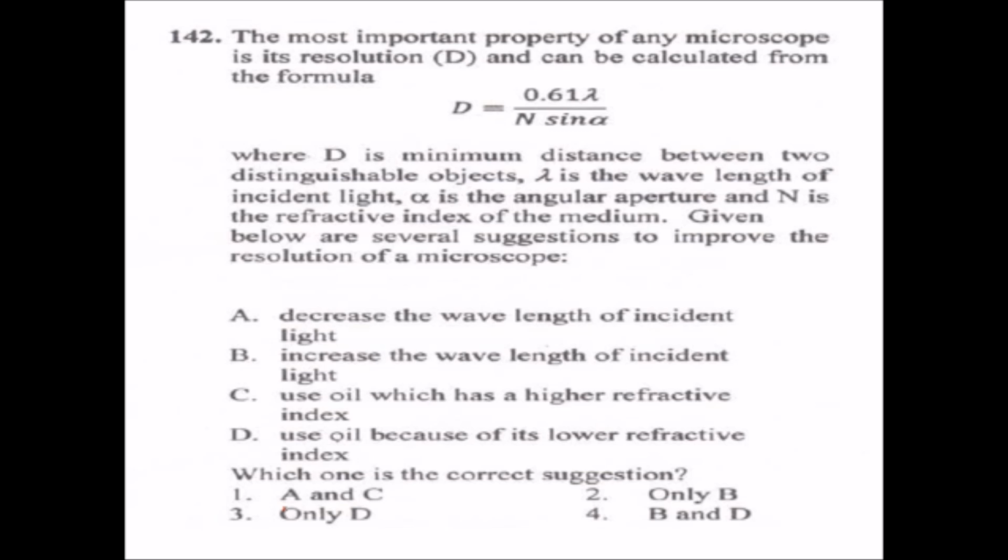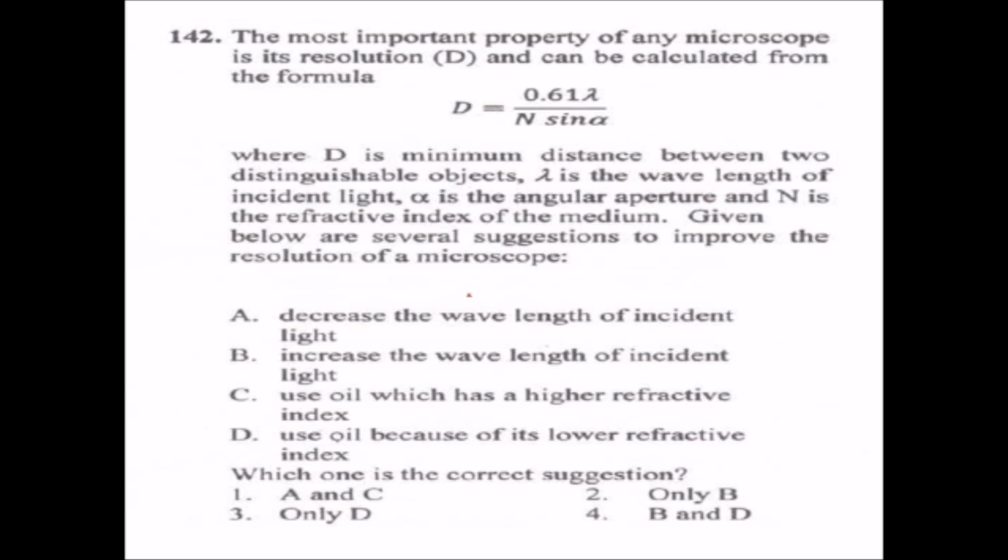Yes, the most important property of any microscope is its resolution, and it can be calculated from the formula D equals 0.61 lambda by n sine alpha, where D is the minimum distance between two distinguishable objects, lambda is the wavelength of the incident light, alpha is the angular aperture, and n is the refractive index of the medium. Given below are several suggestions to improve the resolution of a microscope.